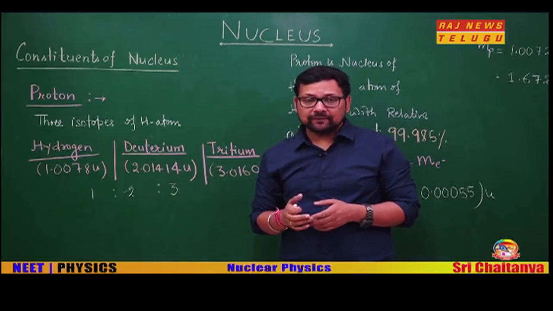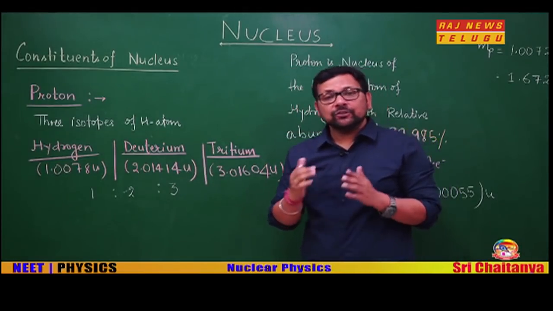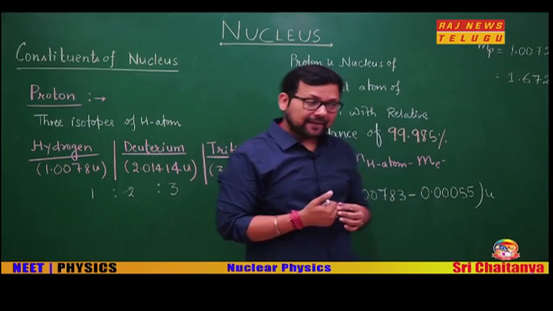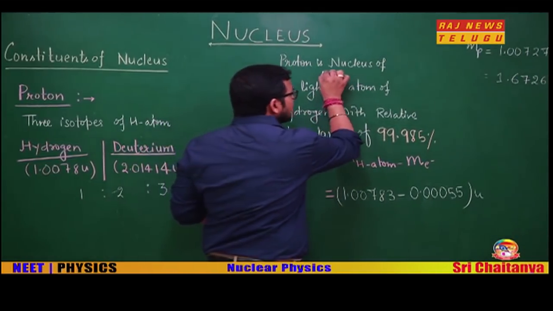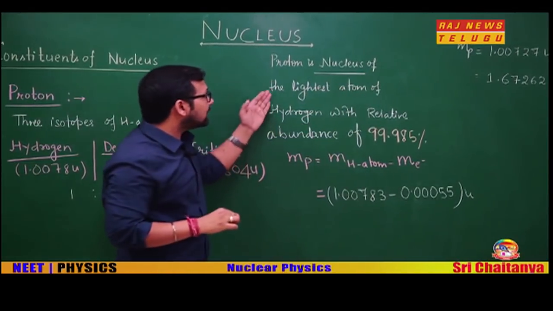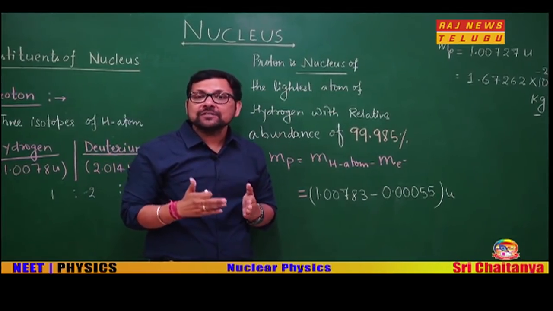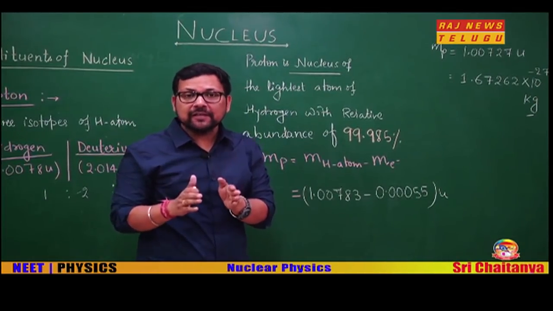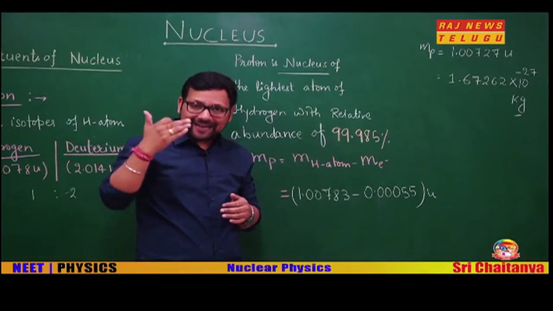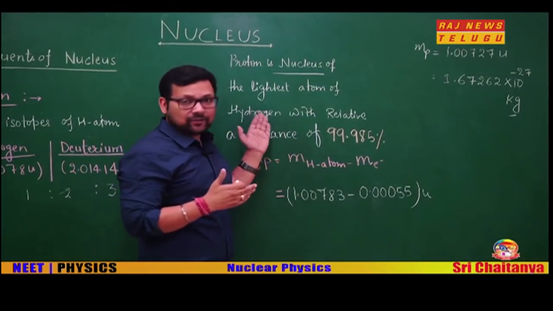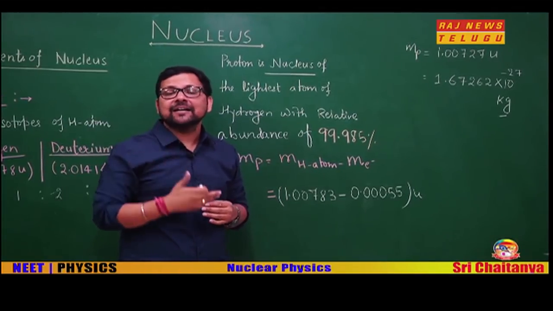Now see the lightest one. The lightest one is hydrogen, 1.0078 U atomic mass unit, and the proton is its nucleus. Proton is the nucleus of the lightest atom of hydrogen. Why am I saying lightest? Because hydrogen has 3 isotopes, and obviously these 3 are of different masses. So the lightest one is hydrogen, and the proton is the nucleus of that lightest hydrogen atom.